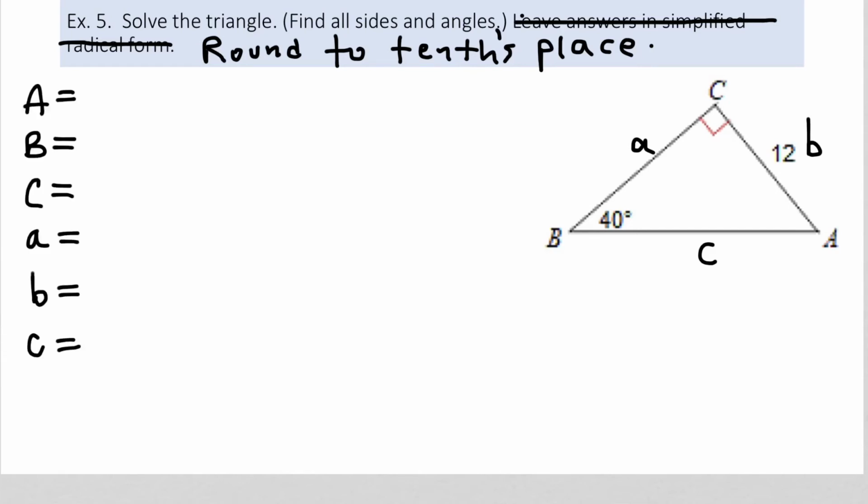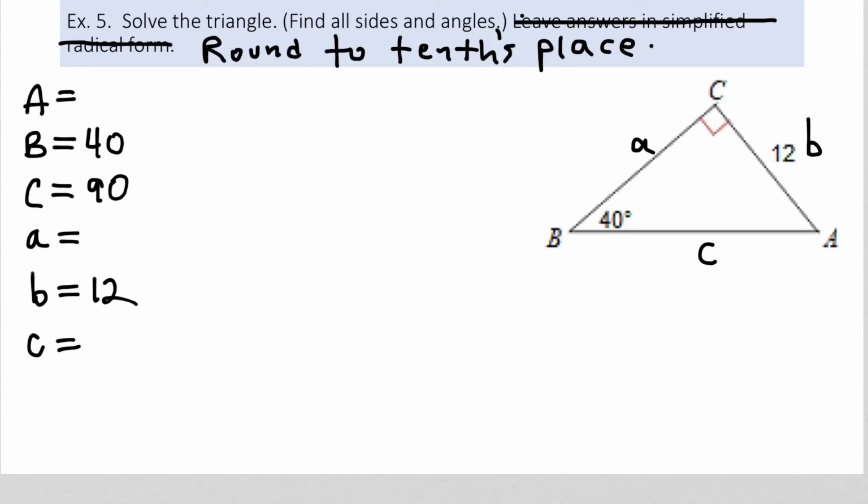So here's my chart. So I know angle B because it's given to me as 40 degrees. So I can write 40 degrees here. I know angle C because that's my right angle, 90 degrees. And I'm given side B. Side B is 12. So I'm left finding the other 3 pieces. So we have 3 known, and we'll have 3 that we got to find.